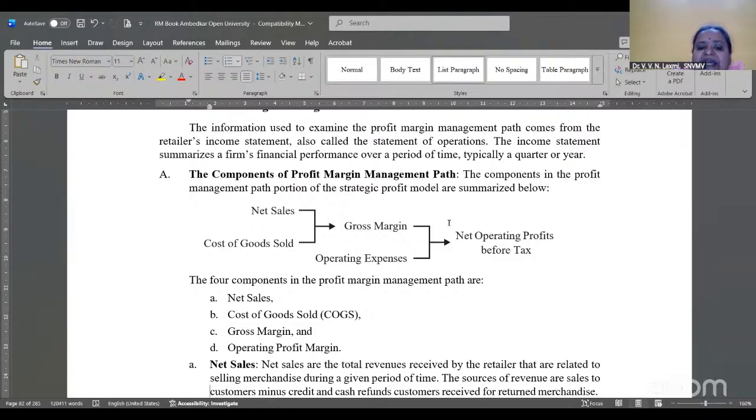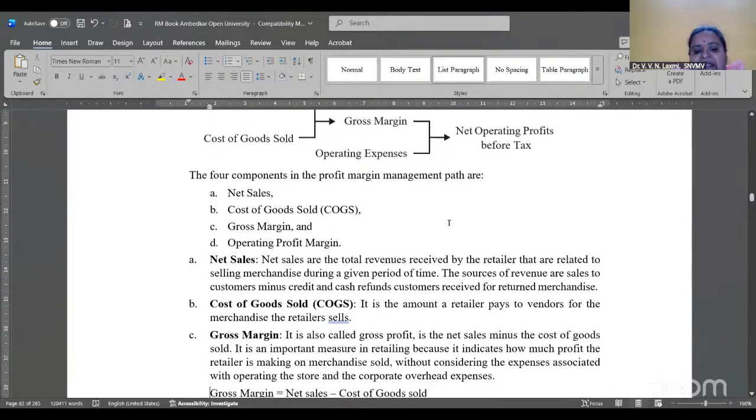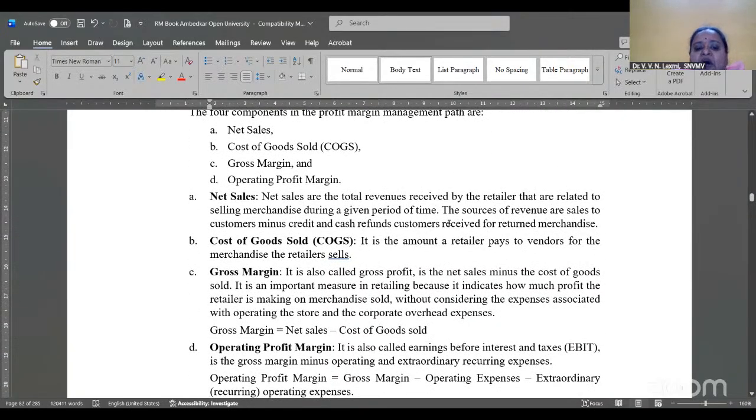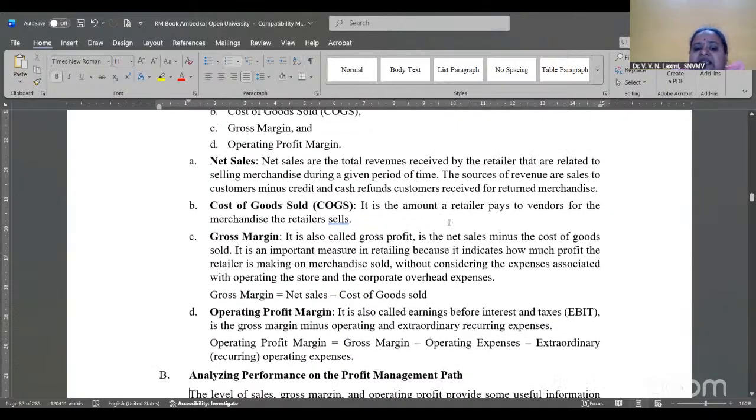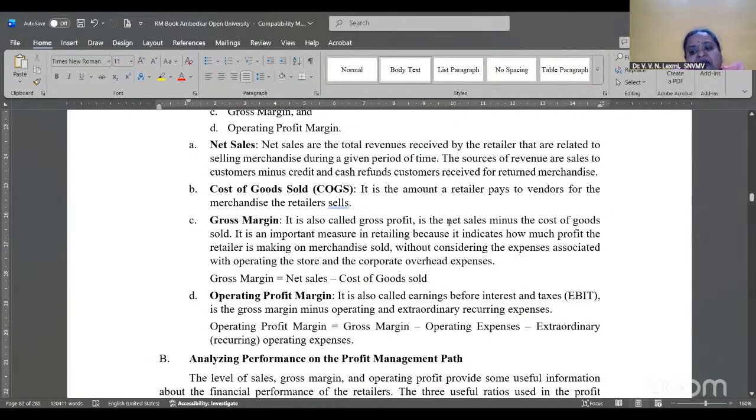So when we are looking at net sales and cost of goods sold, we are trying to get the gross margin, and gross margin versus operating expenses, we get net operating profits before tax. So based upon how we are getting these figures, the profitability of the retailer, and hence the performance of the retailer, is assessed.